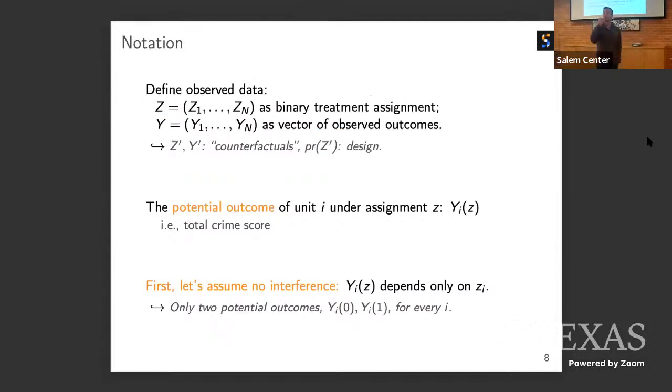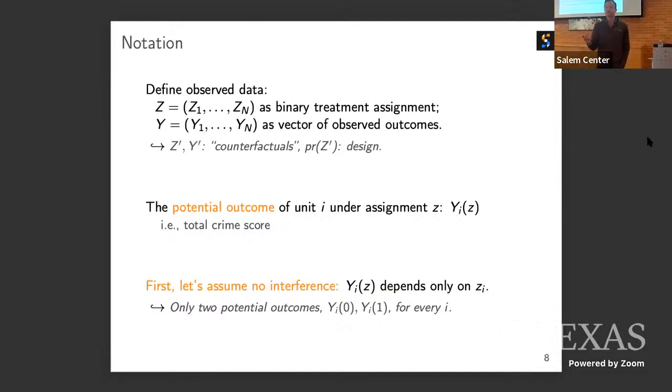So let's just set up some notation here, okay? We're going to define my observed data, and my treatment assignment is going to be binary. This Z is just going to be a vector of length roughly 37,000, and it's going to tell me whether or not a given street was treated with increased police patrols. And then my y is just going to be my vector of observed outcomes.